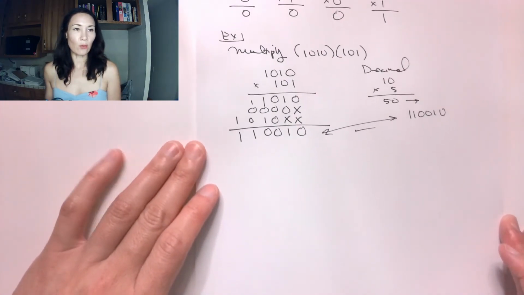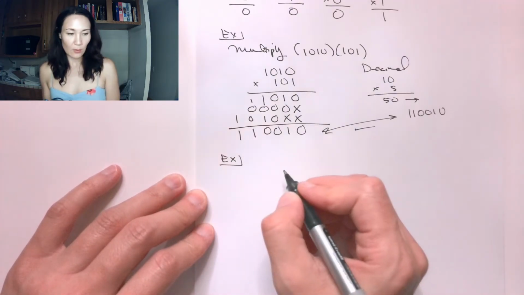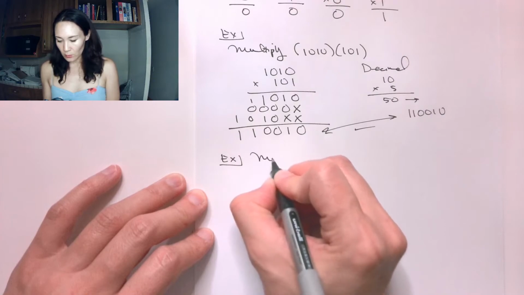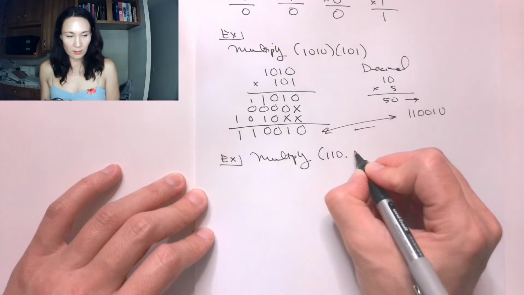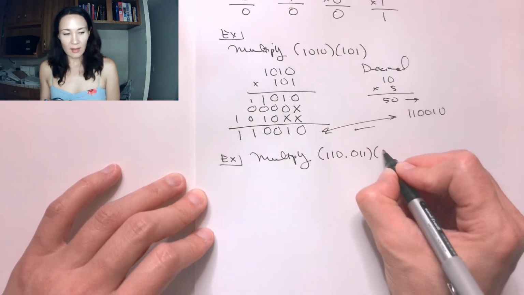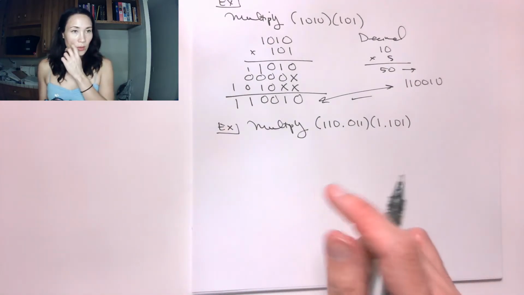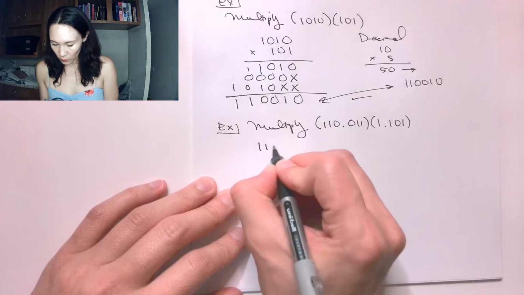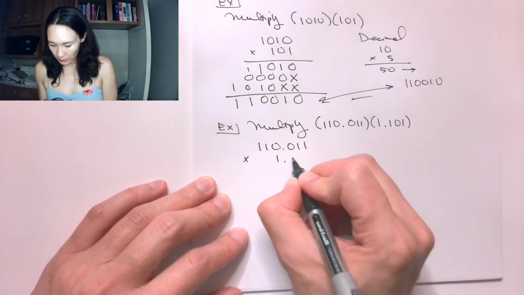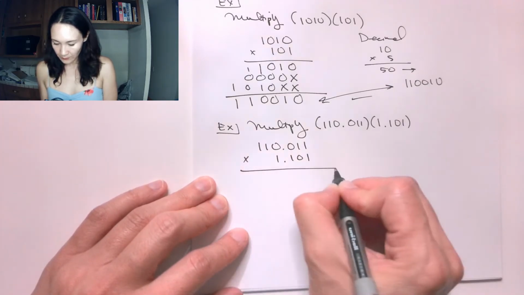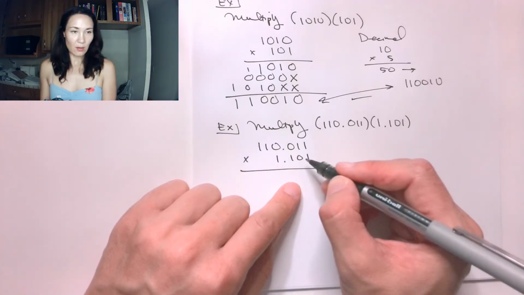Okay, good, pretty straightforward. Let's do another example though with floating point numbers. So now suppose we want to multiply 110.011 by 1.101. Okay, so same story as before, we're going to stack these up. This is 110.011 times 1.101. And now I'm going to multiply everything by this first least significant bit on the bottom number.